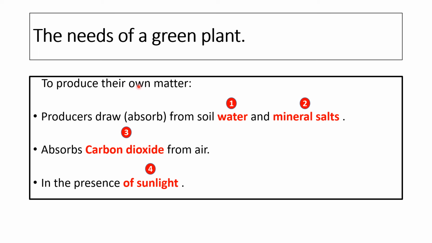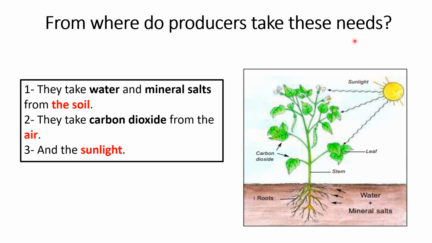To produce their own matter, producers absorb water and mineral salts from the soil, and absorb carbon dioxide from the air in the presence of sunlight. Then the needs of a green plant are water, mineral salts, carbon dioxide, and sunlight. The producers absorb from the soil with their roots water and mineral salts, and absorb from the air carbon dioxide in the presence of sunlight. From where do producers take these needs? They take water and mineral salts from the soil. They take carbon dioxide from the air in the presence of sunlight.